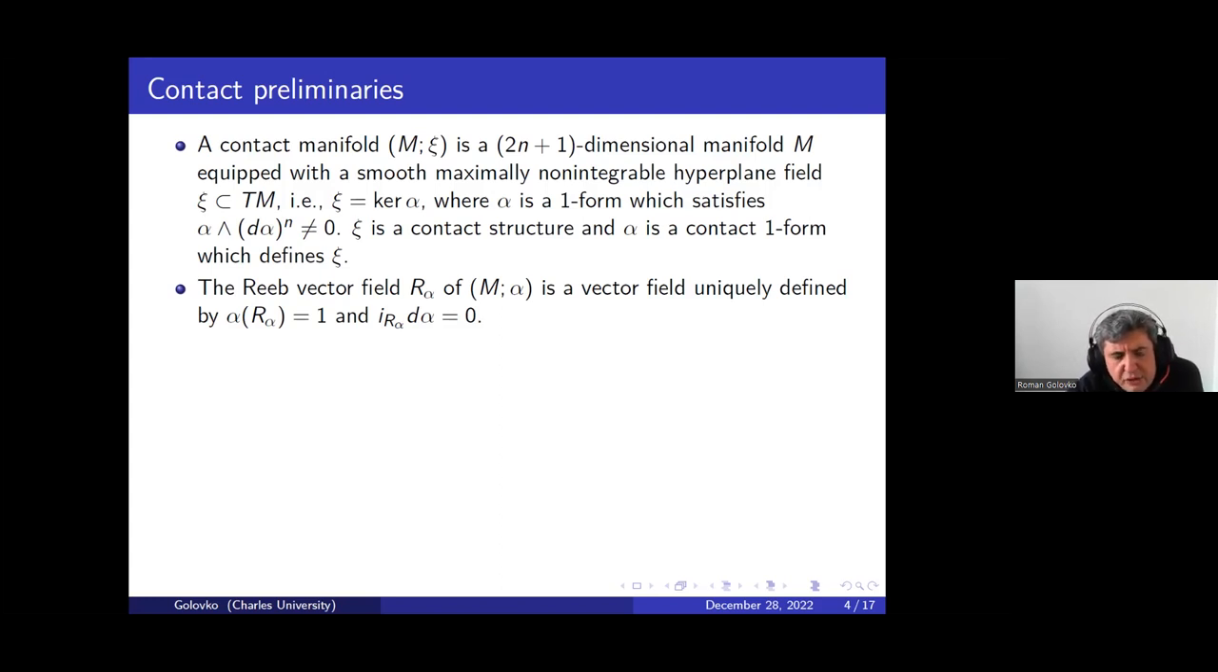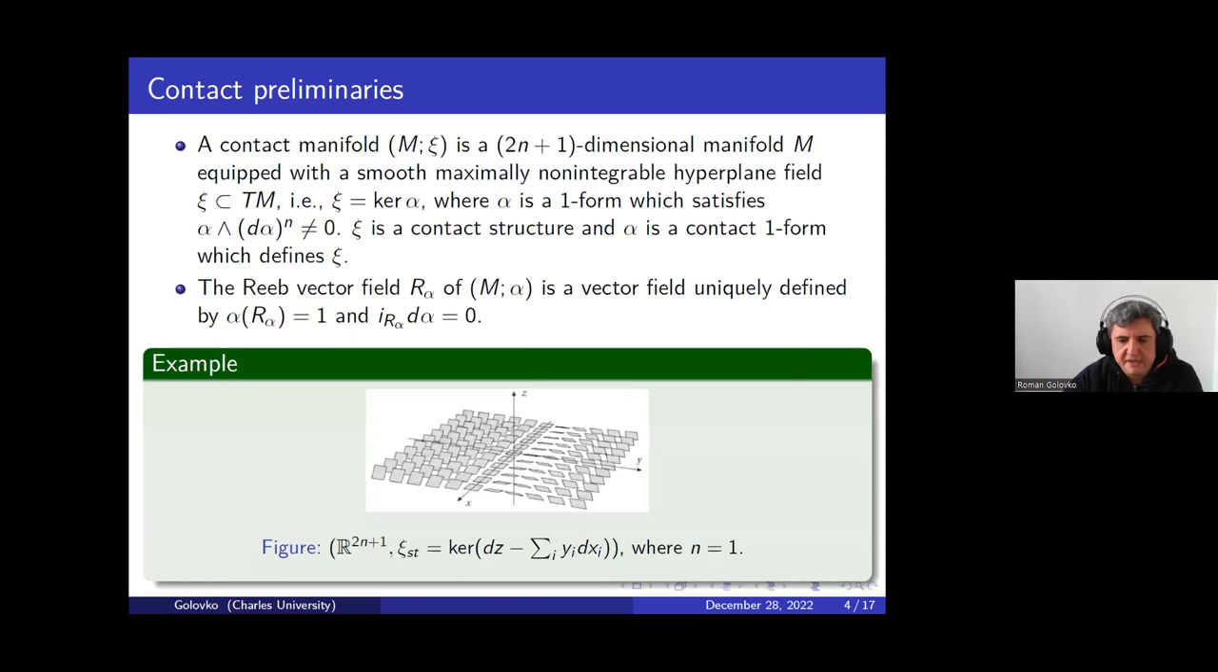But as long as this contact form is fixed, we can define the so-called Reeb vector field. And this Reeb vector field is basically given by two conditions. The first condition is that it's everywhere transverse to the contact structure. In other words, our one-form whose kernel provides the contact structure, evaluated on this vector field, is equal to one. This is just a normalization property when we assume that this vector field is everywhere transverse to the contact structure. And the second condition is that the inner product of d alpha, the d of a contact form, and this vector field is equal to zero. Morally speaking, it means that the flow of the Reeb vector field preserves the contact structure.